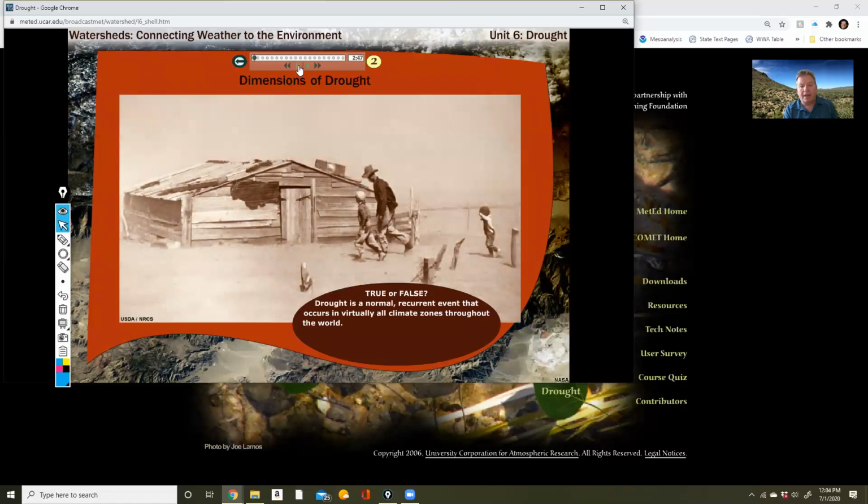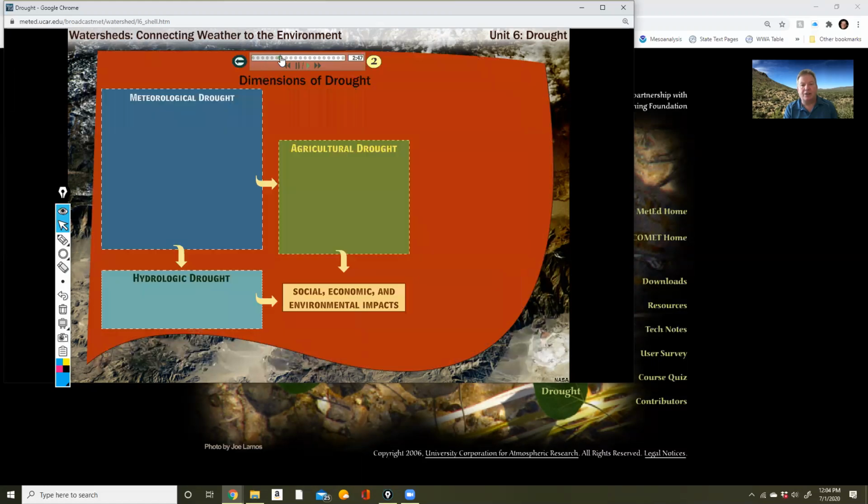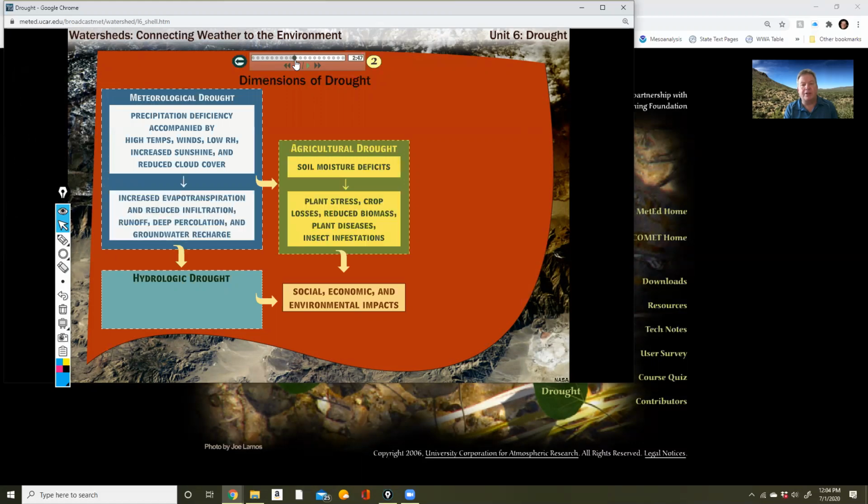True or false? This statement here is absolutely true, and make sure you've got that written down. This is going to be a case. All areas can experience drought, and there are different dimensions of drought and different ideas. Okay, so again, in here, there's going to be some information. I'm going to skip forward to here and say there are 4 types of droughts.